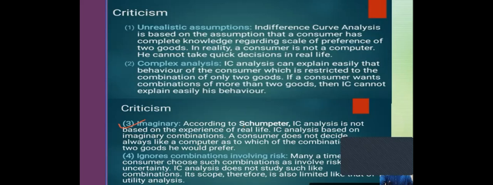And the fourth criticism is that it ignores combinations involving risk. So many times a consumer is purchasing, suppose, 10 units of X and 20 units of Y. So there may be an involvement of risk. From these 10 units of X, he may not get the satisfaction. And here there is an involvement of risk and uncertainty, and his satisfaction may not be maximum.